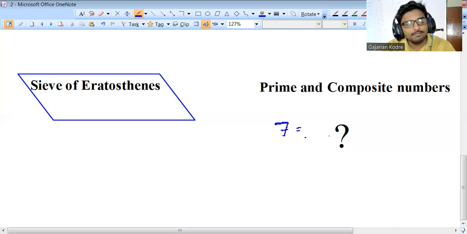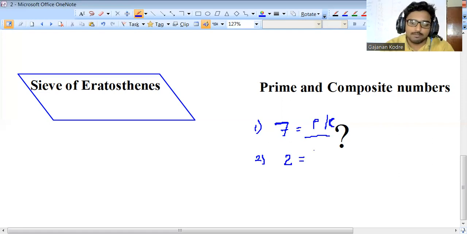Quickly, you can write it in the short form also. If it is prime, then write P. If it is composite, then write C. P or C. Yes. Thanks for your reply. Now, next number 2. Can you tell me whether number 2 is prime or composite?